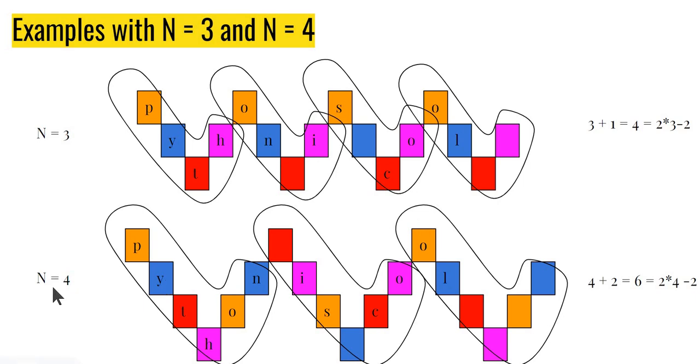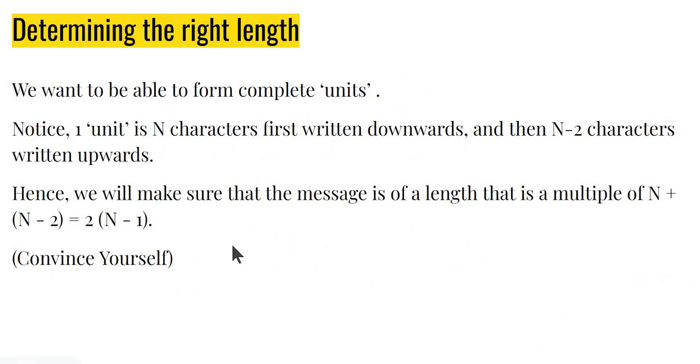Now let's take one more example. N equals 4, so I write 4 letters this way. I must come back 2 letters up, so that once I do this, I'm back on the original rail. What that means is that my basic unit here is 6, and I can obtain that by doing 2 times 4 minus 2, which is exactly what I had, right? So I hope this is clear.